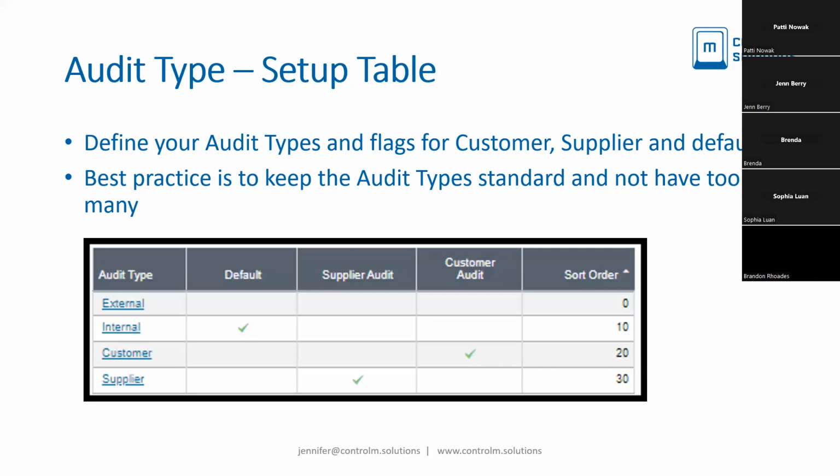The audit type setup table will determine if you will be linking a customer, a supplier, or if it will be a standard or an internal type. When the supplier or customer flag is enabled, it will allow you to see the customer or supplier link on the audit screen. If neither is flagged, then those fields will not be visible on the screen at all.